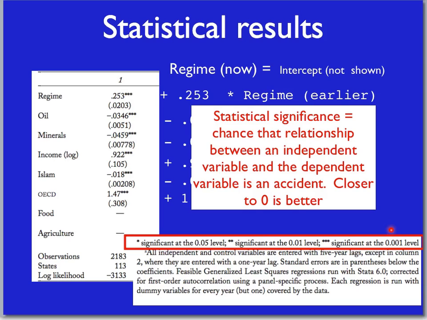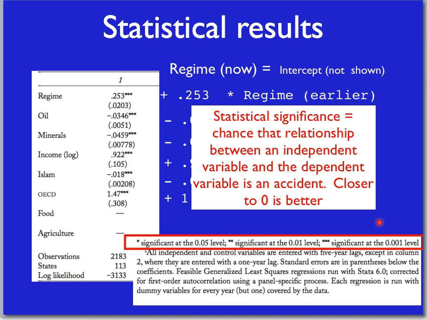So what is statistical significance? Well, it's defined in the box here. It's the chance that the relationship between an independent variable and the dependent variable is an accident. Closer to zero is better. So the smaller the chance that the relationship is an accident is, the more statistically significant that variable is. That's just the definition of statistical significance. All it means is how likely is it that this relationship is an accident.